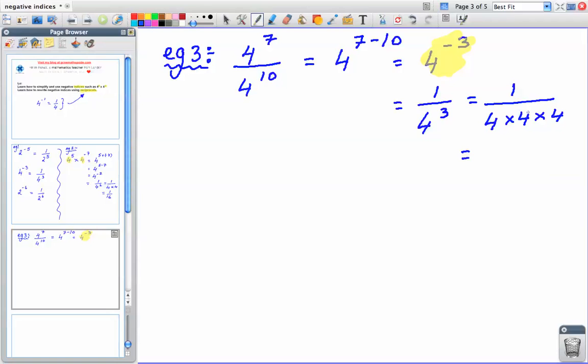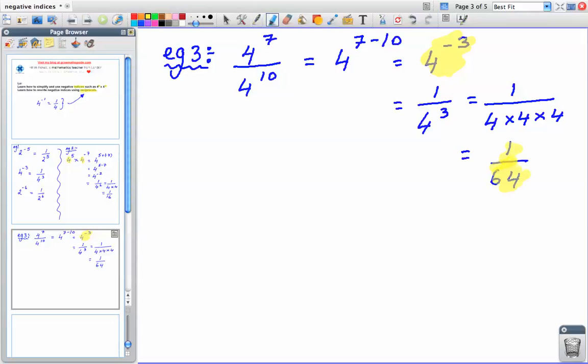And what I can do now is just multiply the 4s together. So if I did 4 times 4, that's equal to 16. And then if I just do 16 multiplied by 4, it gives me 64. So I've got my answer as 1 over 64. And there's the answer.